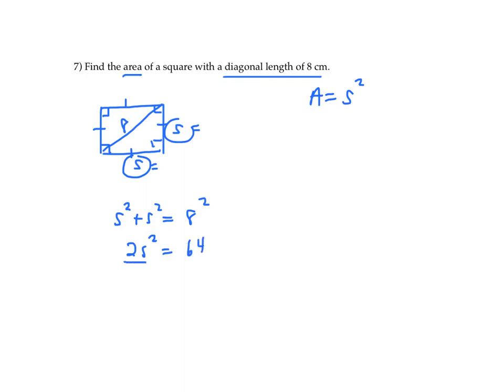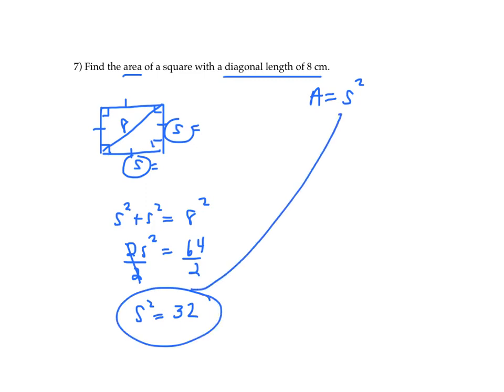Take and divide both sides by 2, and check this out. We have s squared is equal to 32. Now go back up here and take a look at the formula for area of a square. The area is equal to s squared. You see how we just found s squared? We actually just found the area without finding the length of each of those sides. Right? So the area is equal to 32 centimeters squared.